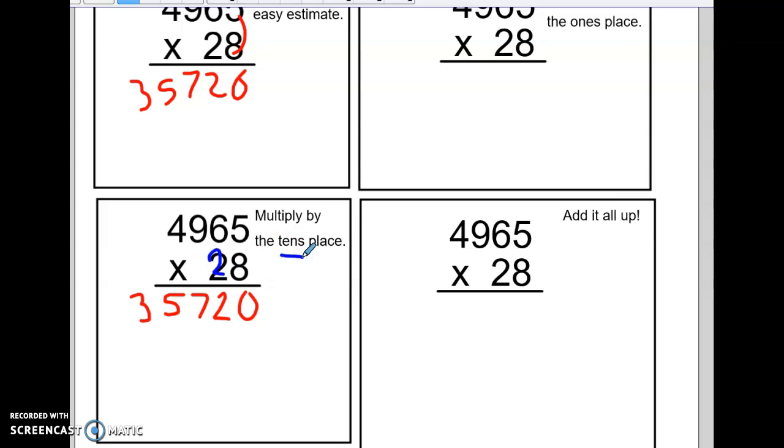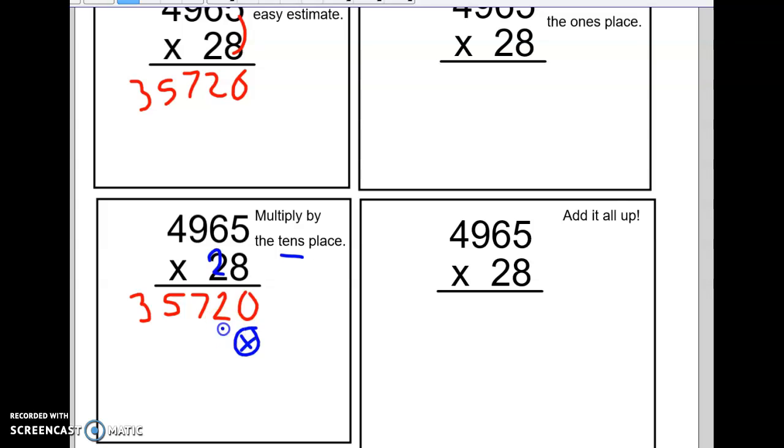2 times 10, right? So we're going to put that power of 10 that makes the 2 a 20 right down there. And I'm going to put an X in it so I remember that I used that placeholder to make sure my 2 is worth 20 and not just 2. Now let's multiply by our tens place.